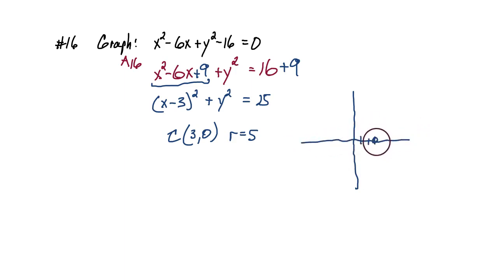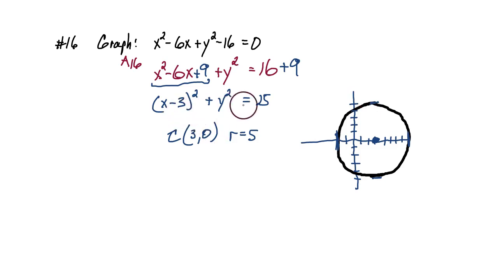1, 2, 3, there's the center, and then 1, 2, 3, 4, 5, the circle will go through here. 1, 2, 3, 4, 5, it'll go through here. 1, 2, 3, 4, 5, go straight up from the center, it'll go through there. And 1, 2, 3, 4, 5, go straight down from the center, 5 spots, it'll go through there. Now sketch in your best circle that you can. That's pretty good.